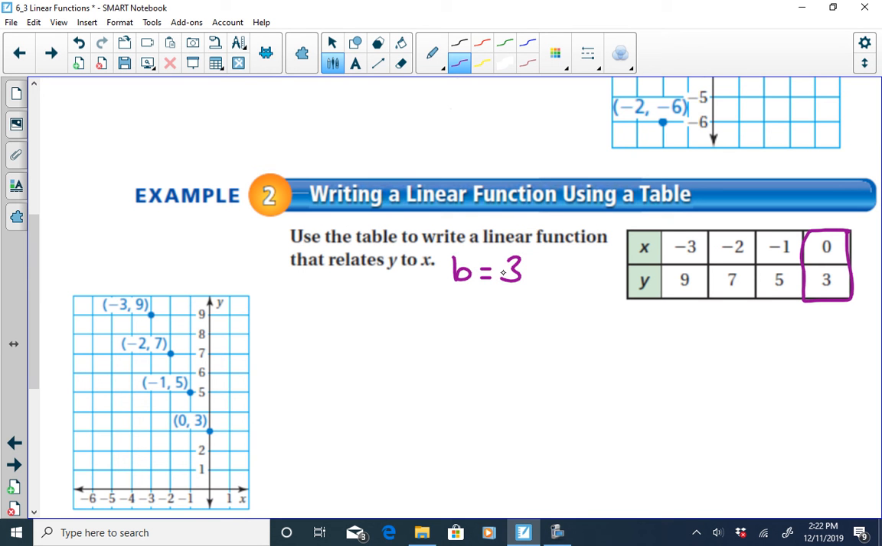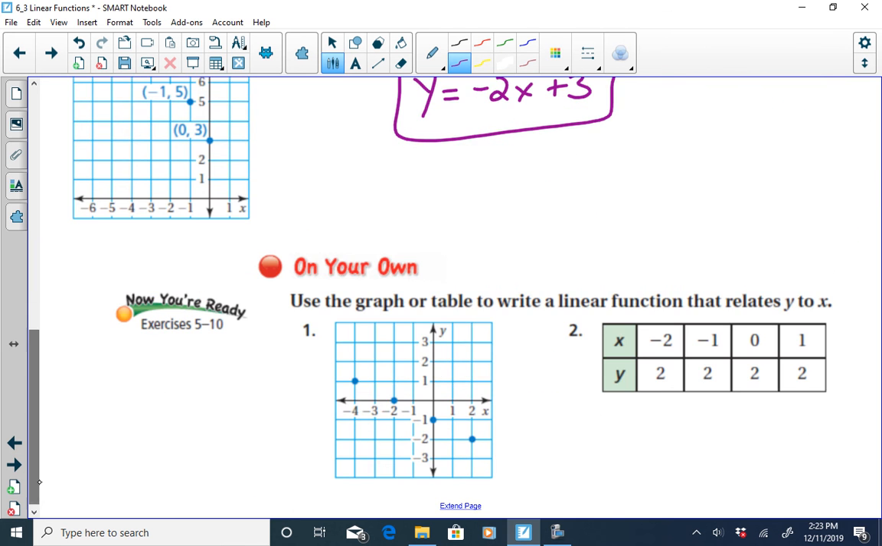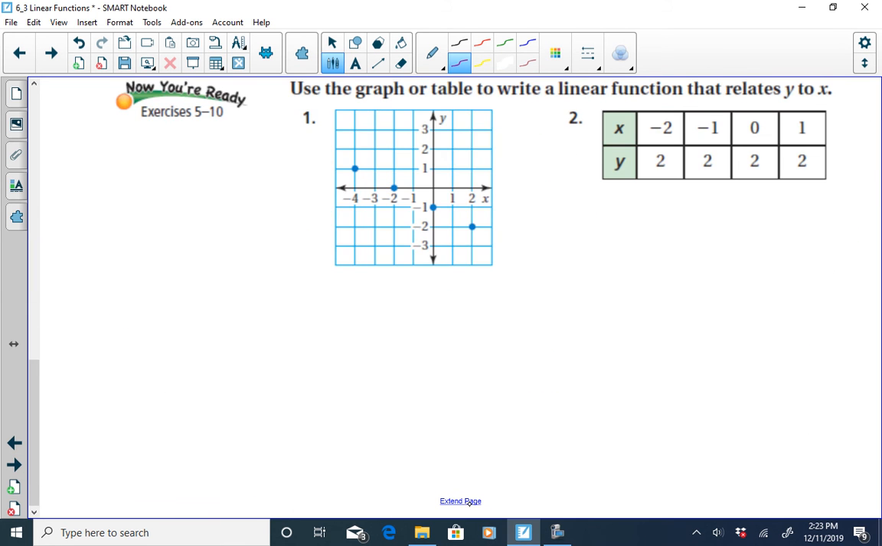We still need our slope, where our slope is going to be the ratio of the change in y, right? That's down 2, down 2, down 2, over the change in x. And let's see, what's our change in x? +1, +1, +1. So -2 over 1. So that means our m is going to be equal to -2. So our equation is simply y is equal to -2x plus 3.